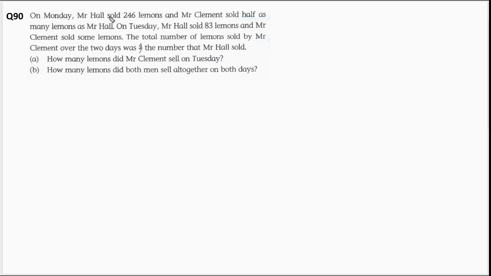On Monday, Mr. Hall sold 246 lemons and Mr. Clement sold half as many lemons as Mr. Hall. On Tuesday, Mr. Hall sold 83 lemons and Mr. Clement sold some lemons. The total number of lemons sold by Mr. Clement over the 2 days was 4/7 the number that Mr. Hall sold. And we're asked how many lemons did Mr. Clement sell on Tuesday and how many lemons did both men sell altogether on both days.